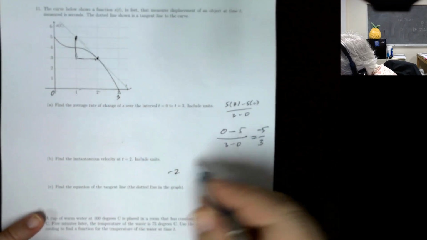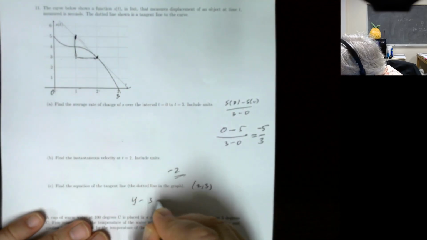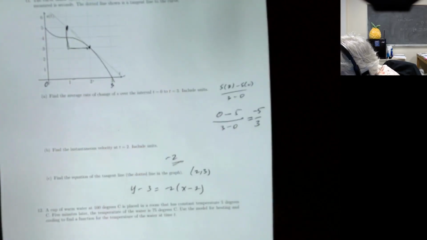Okay. Find the equation of the tangent line. Well, we've already got the slope of the tangent line. So then the point that the tangent line goes through is the point (2, 3). So the line has slope -2, and so it would look like that.